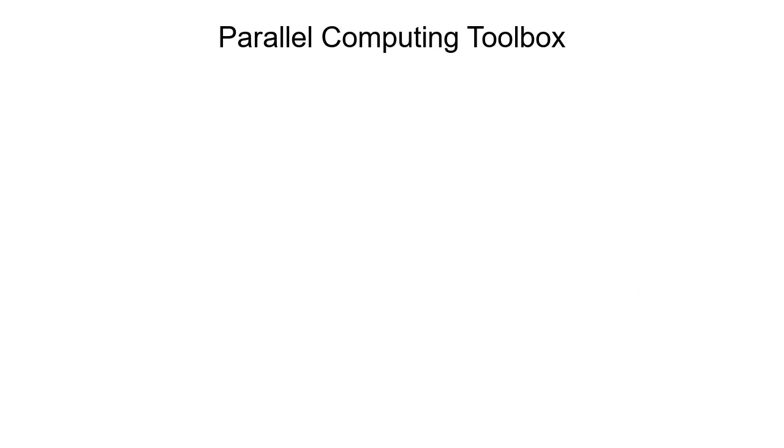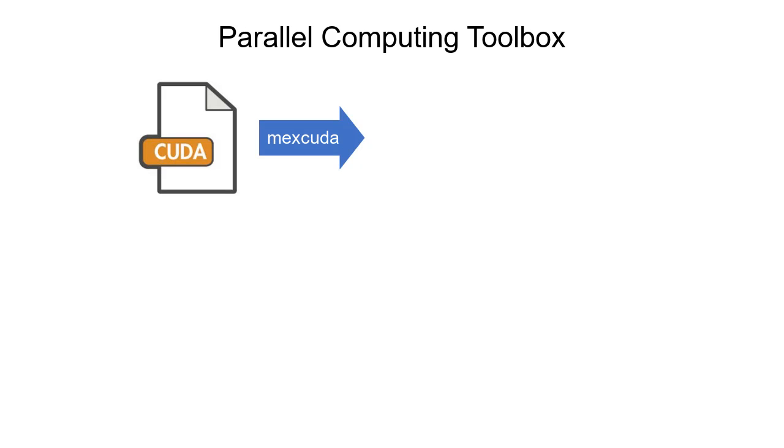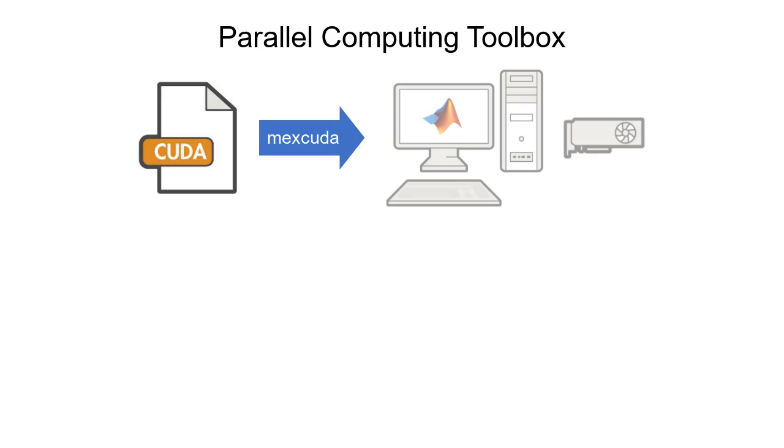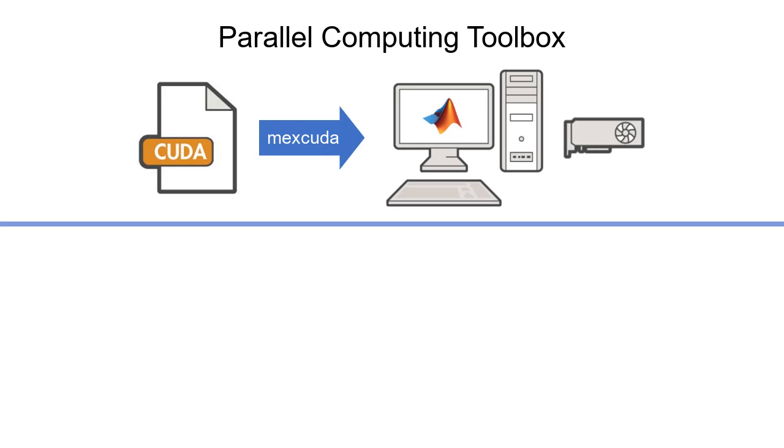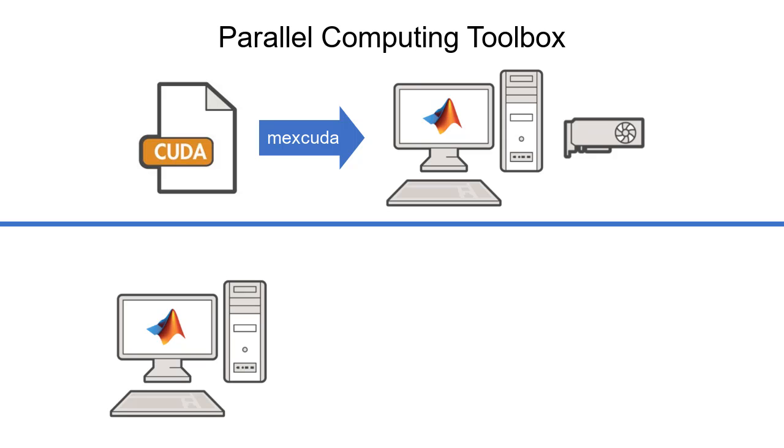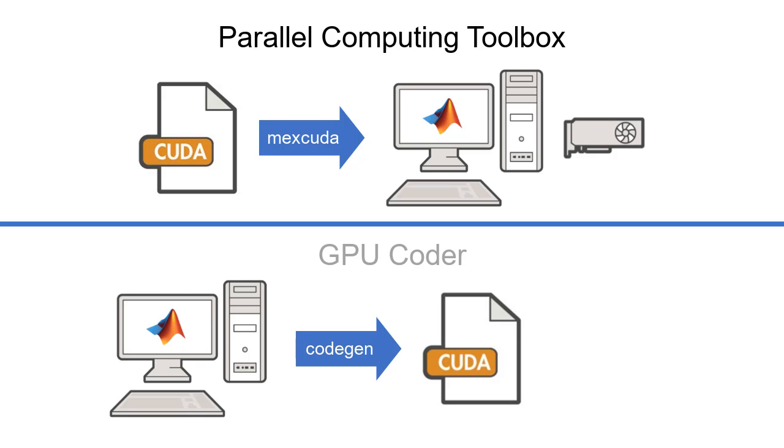Parallel Computing Toolbox provides additional features for working directly with CUDA code. The MEX-CUDA function compiles CUDA code into a MEX file that can be called directly in MATLAB as a function. Conversely, after writing your MATLAB code, you can generate and deploy ready-to-use CUDA code with GPU Coder. The generated code is optimized to call standard CUDA libraries and can be integrated and deployed directly onto NVIDIA GPUs.